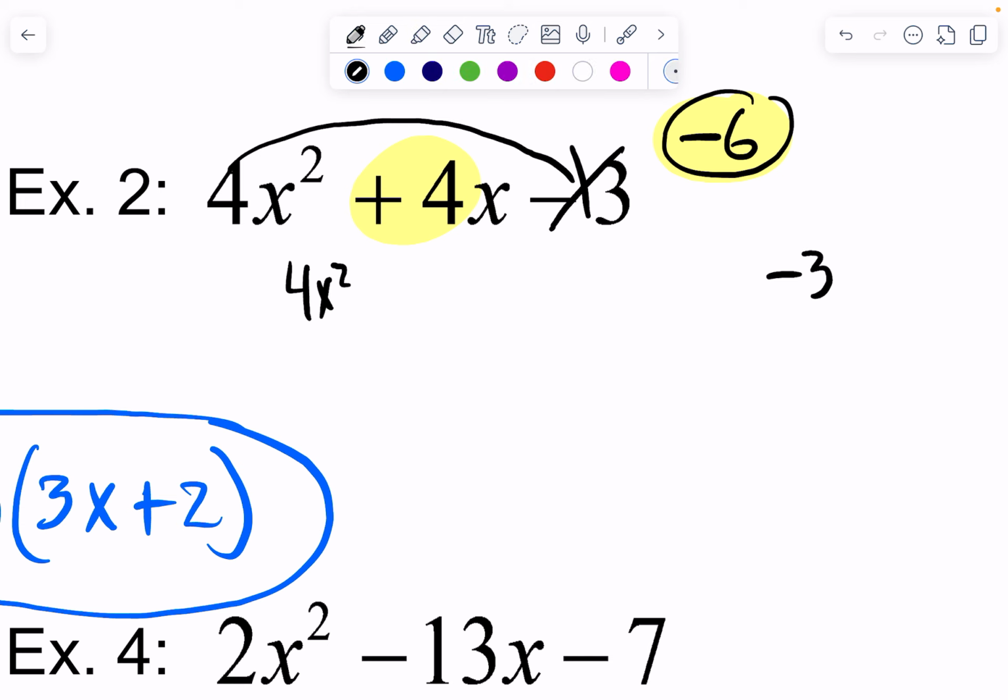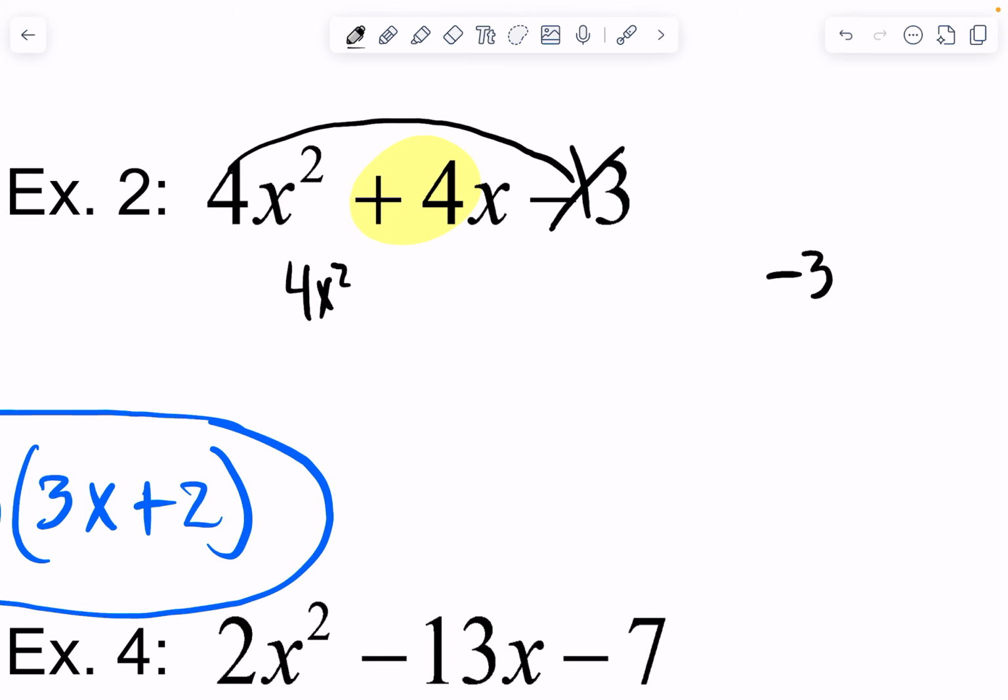I'm sorry, that is wrong. My new c is not 6. Apologize, we all make mistakes. My new c is negative 12. Sorry about that. Sorry for the confusion. So what times what is negative 12, but when added together is positive 4? And we've got a positive 6x and a negative 2x there.